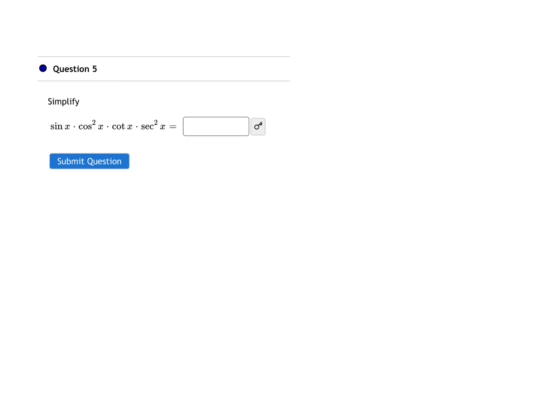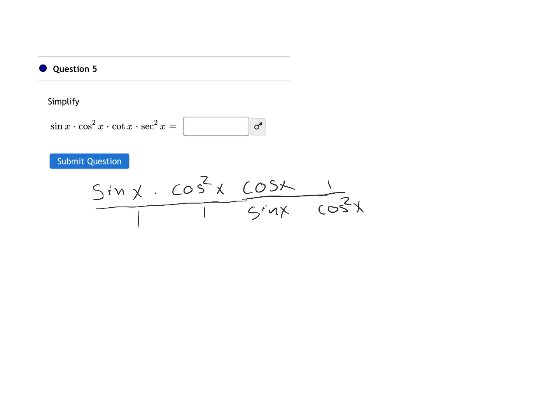Okay, to simplify this trig using trig identities, I'm going to start off by making sure that I turn everything into terms of sine and cosine. Cotangent is cosine x over sine x, and secant squared is 1 over cosine squared x. So now it's just a matter of seeing what will cancel out, because anything on top can cancel with anything on bottom. So cosine squared cancels with cosine squared, sine cancels with sine. The only thing I'm left with is cosine of x.